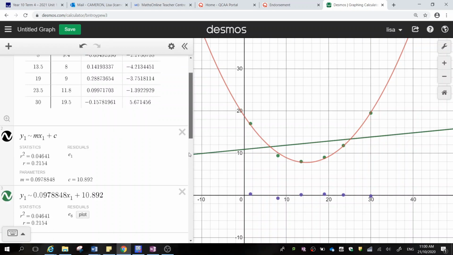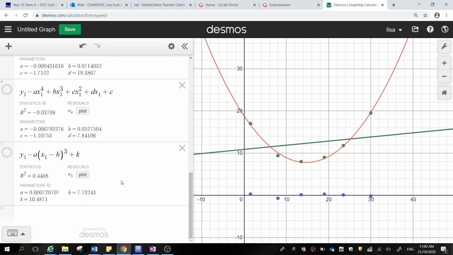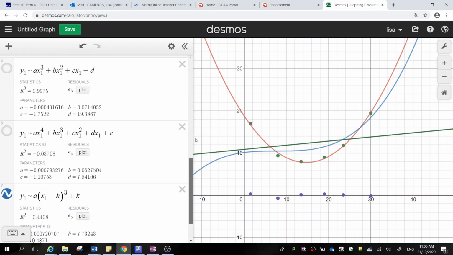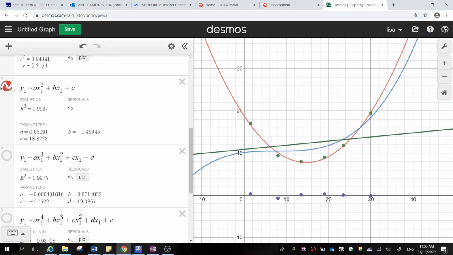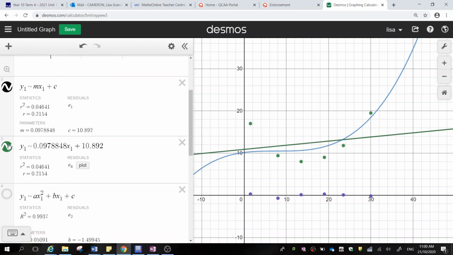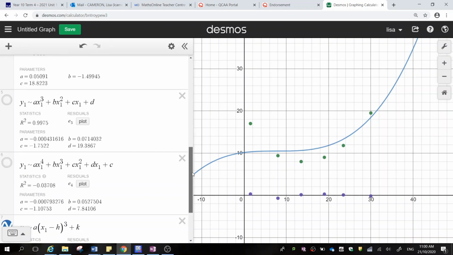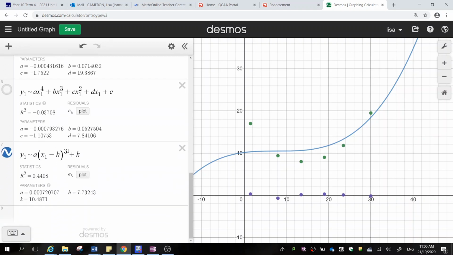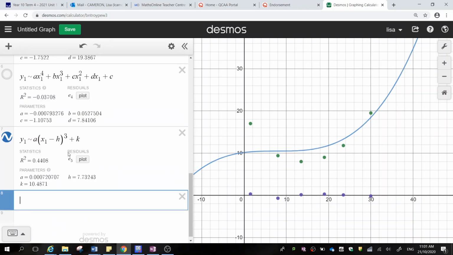So the other thing that you might want to do when you're testing, if these aren't going to give you a good fit, is change to a turning point form to see if that's going to give you a better r squared score. So here, if it's a cubic, then it looks like that. That does not fit our data very well. Let me turn off the other function so we can see that one quite clearly. Okay, so cubic doesn't really fit it.